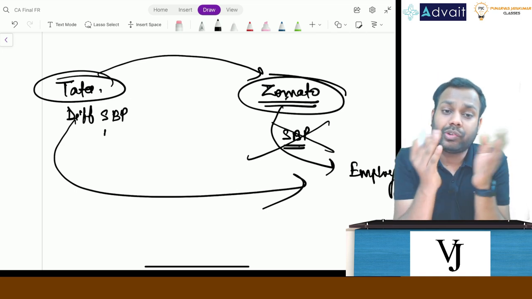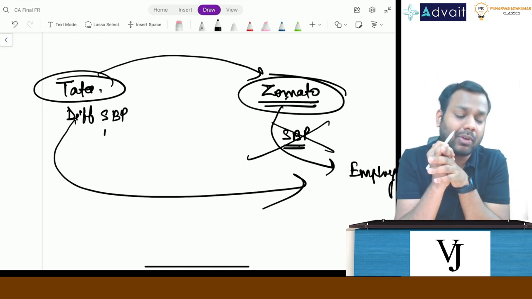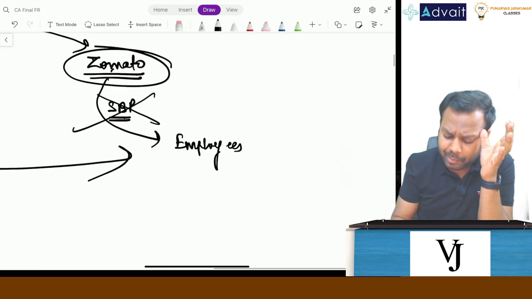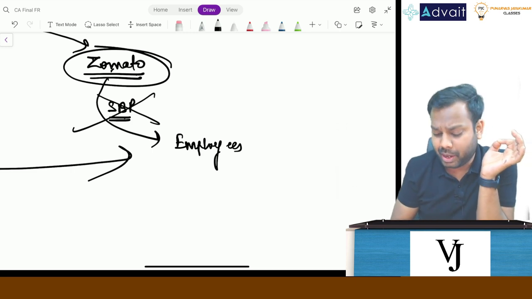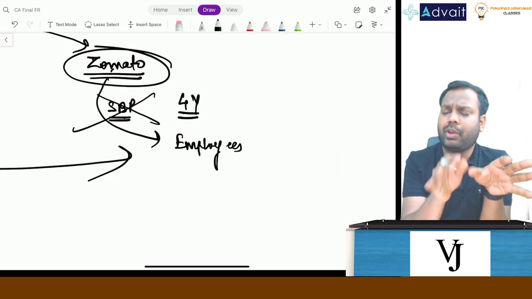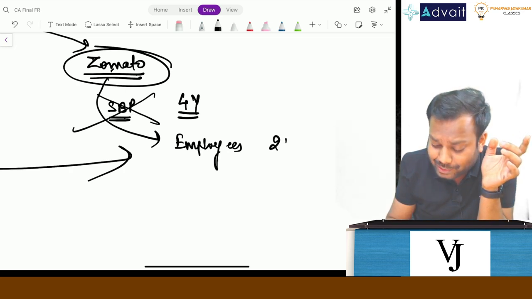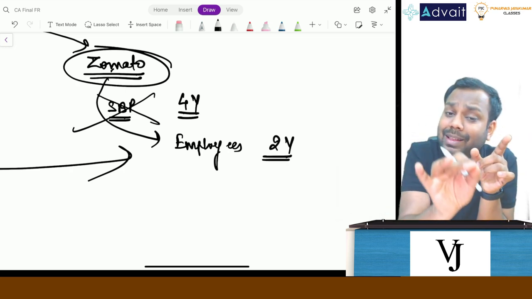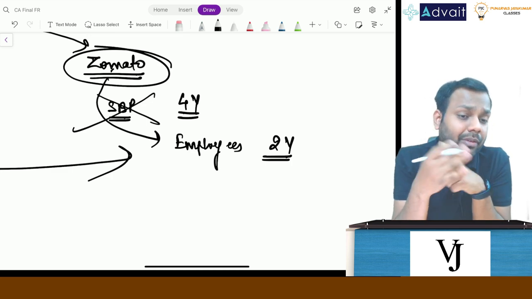Now comes the question, what should be the accounting treatment of such replacement awards on the date of acquisition and subsequently? Now understand. Let's suppose under this share based payment plan, the employees were required to serve for 4 years. But the employees have already served for 2 years till the date of acquisition.